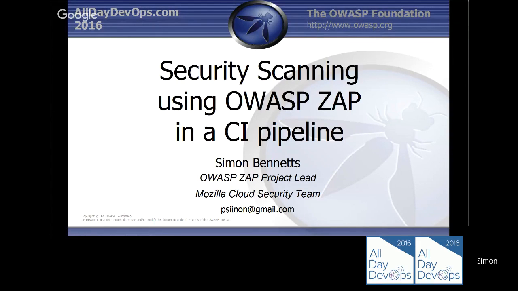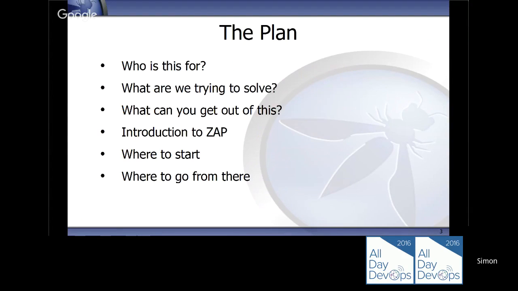So I work for the Mozilla Cloud Security team, and we use OWASP ZAP quite a lot for automated scanning. So the plan is I'm going to very quickly go through who this talk is for, the problems we're trying to solve, what you can get out of this. Then I'm going to give a quick introduction to ZAP for people who don't know about it, and then get on to the meat of the talk.